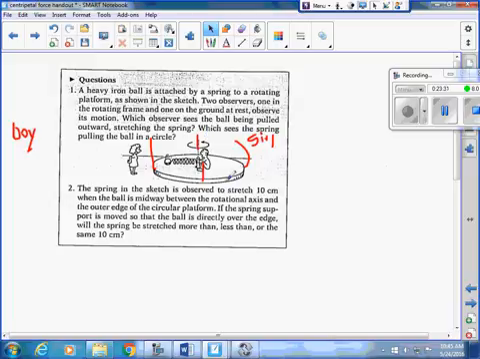Okay, last question. The spring in the sketch is observed to stretch 10 centimeters when the ball is midway between the rotational axis and the outer edge of the circular platform. So in other words, they start the ball right here, the merry-go-round starts going, and it's stretched 10 centimeters. If the spring support is moved so that the ball is directly over the edge, will the spring be stretched more than, less than, or the same 10 centimeters? So instead of this post being in the center, the post is now moved out to here somewhere. The ball is now on the outside, right? Will the spring be stretched more than, less than, or the same 10 centimeters?